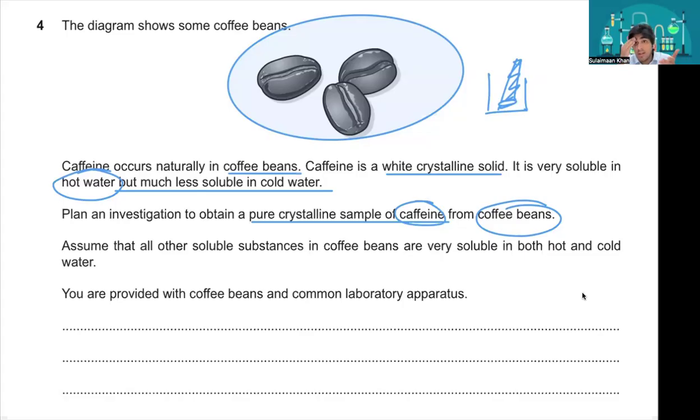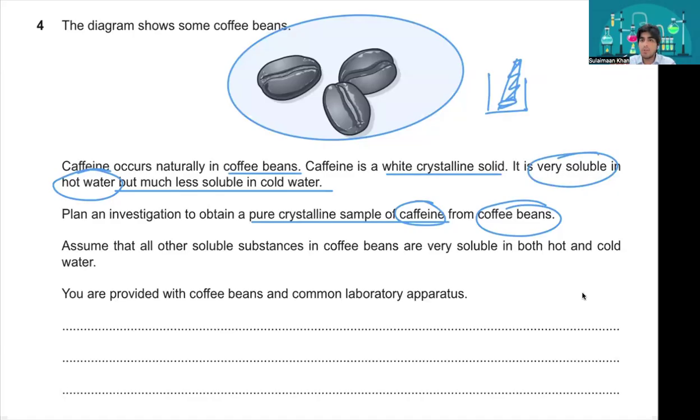How do you use hot water? You add water and heat it. You add hot water, or you add water, stir it and heat it simultaneously. And then you let the solution cool down, because it's not very soluble in cold water.